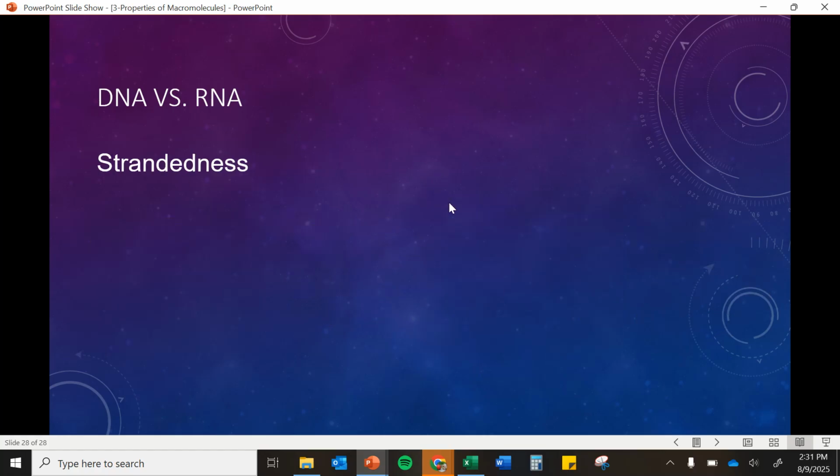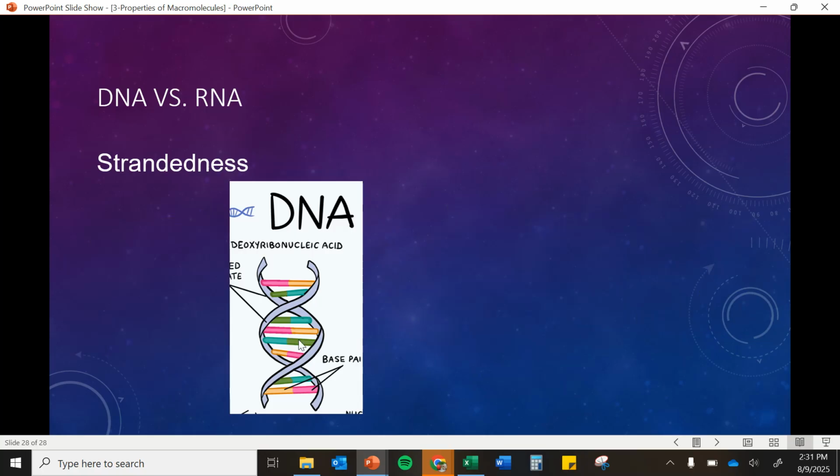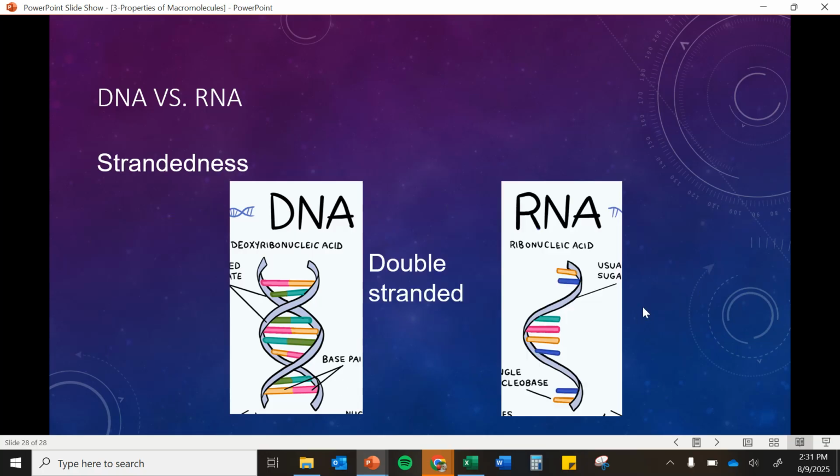The strandedness is also different between DNA and RNA. DNA is always double-stranded. RNA is usually single-stranded. There are times where it can even loop back on itself and have regions that are double-stranded, but for the most part, it is single-stranded. And that's it for right now.